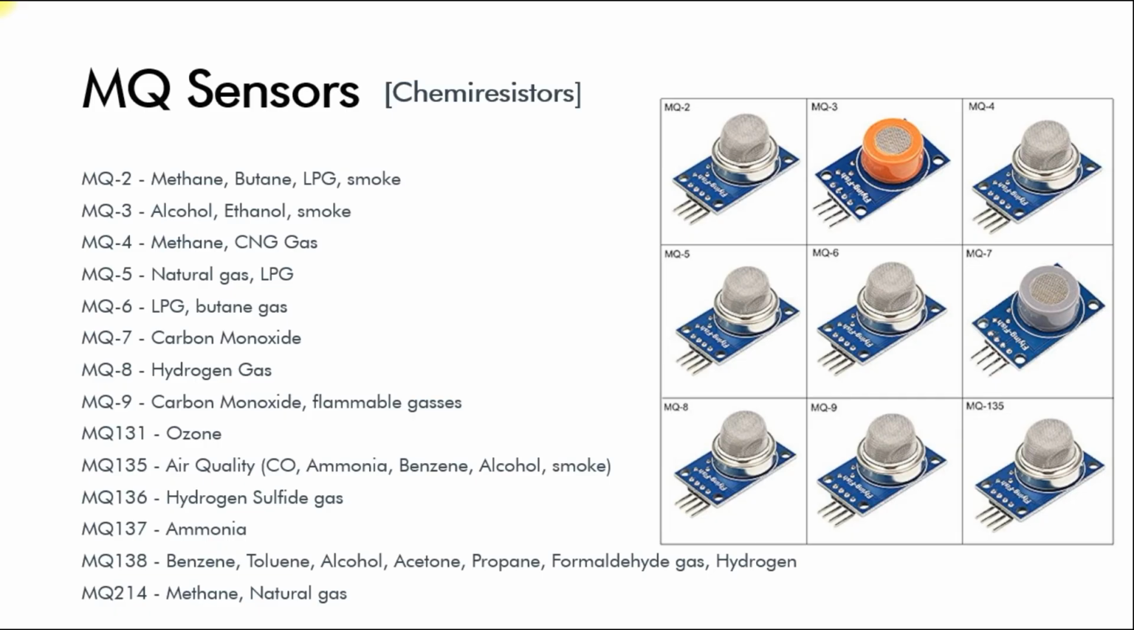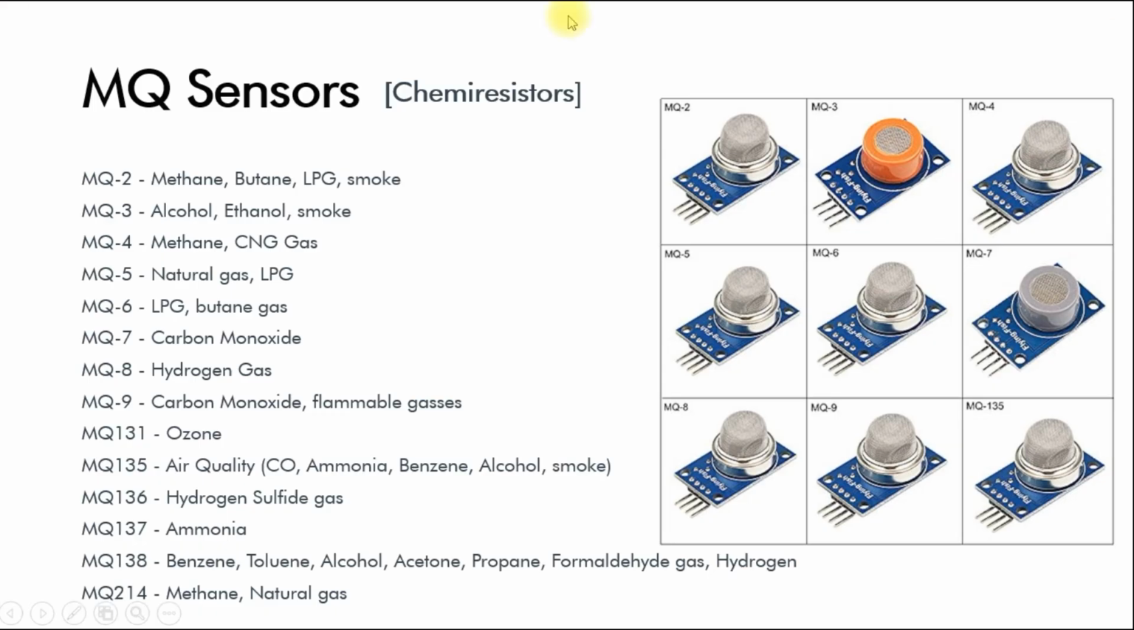If ammonia is available around the sensor head, the metal cap, there will be a change in air resistance. If alcohol is available around this metal head, the air resistance will change. So these sensors particularly identify the change of resistance, and this is why they are also called chemiresistors.